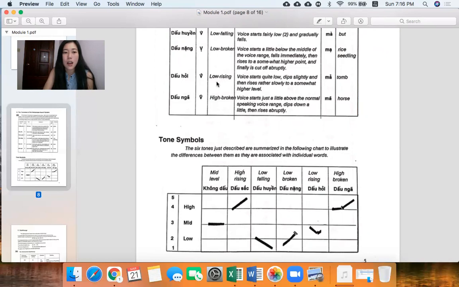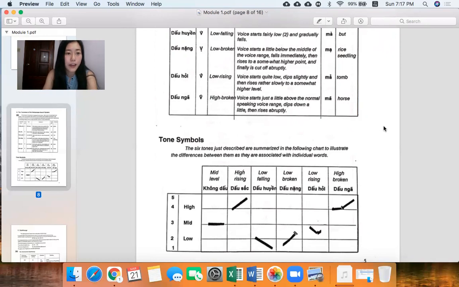Dấu hỏi, low rising. The voice starts, the voice increases, but longer than the high rising. For example, mả, mả. And the last one, dấu ngã, high broken. The voice starts just a little bit above the normal speaking voice range, dips down a little, then rises abruptly. Mã, mã.